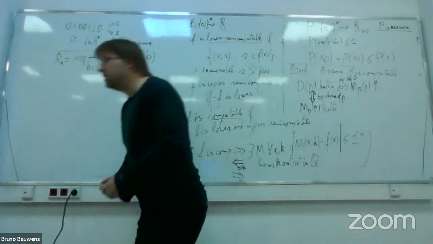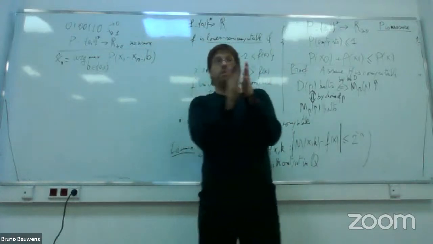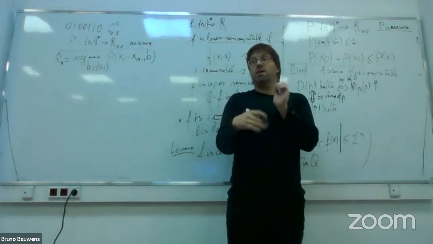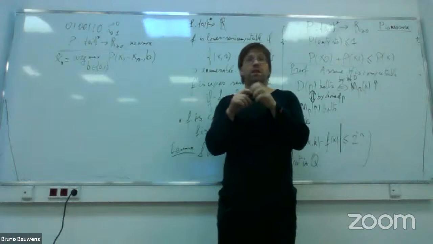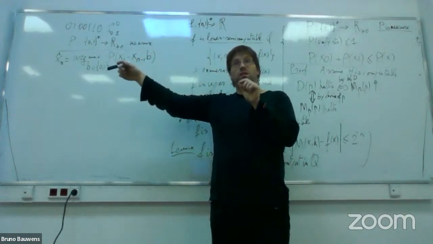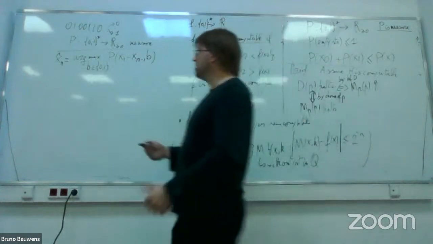So a monotone machine is a machine with separate input and output tape. On the input, it has an infinite sequence of bits. And the machine may never halt, and it writes a bit on the output tape one by one. So that's a monotone machine.